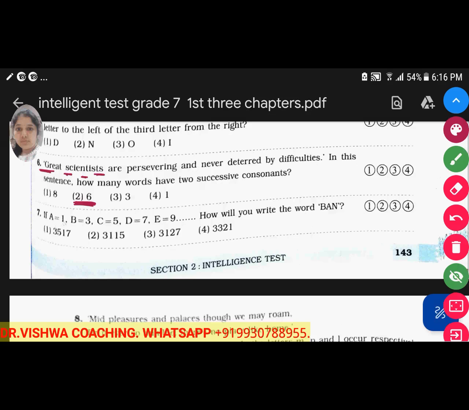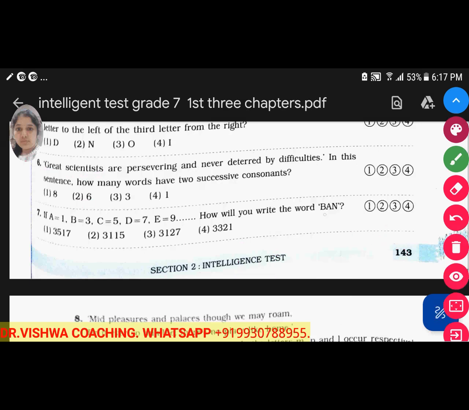Now see, A is assigned as number 1, B as 3, C as 5, D as 7, E as 9. Meaning, if we write A B C D up to Z, A is at the first position, B is at the second position, C is at the third position, D is at the fourth position. But here the numbering is not given as successive numbers. Here the numbering is given as 1, then 3, then 5, then 7, then E is assumed as 9. So every number's numbering gets changed.